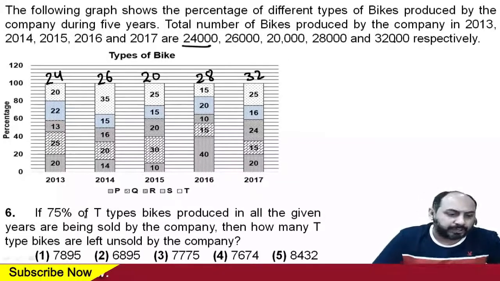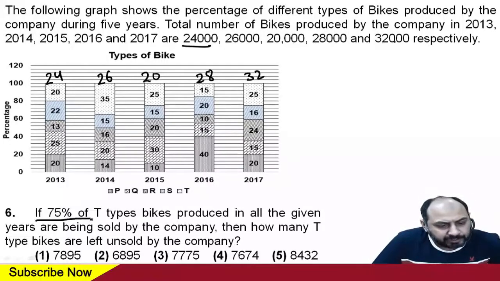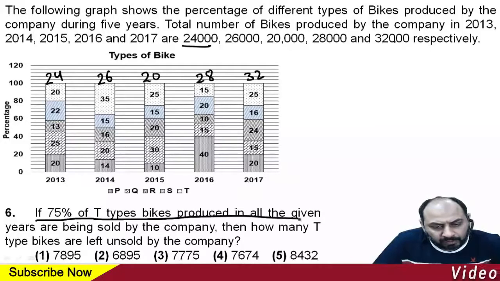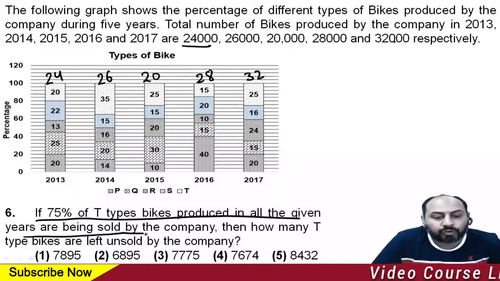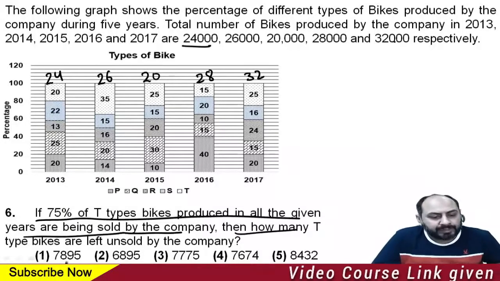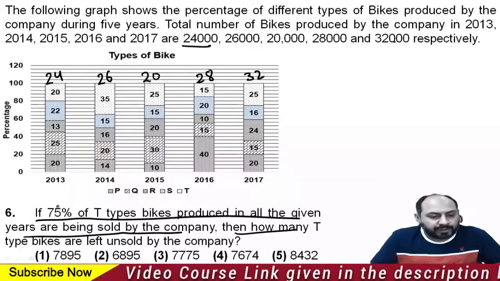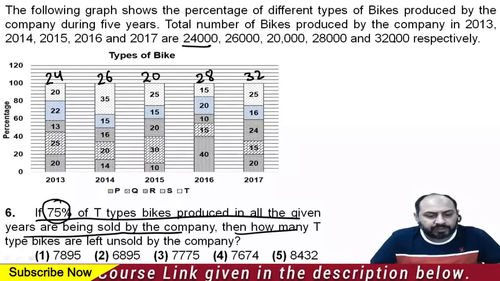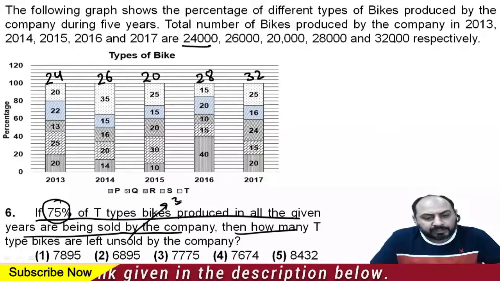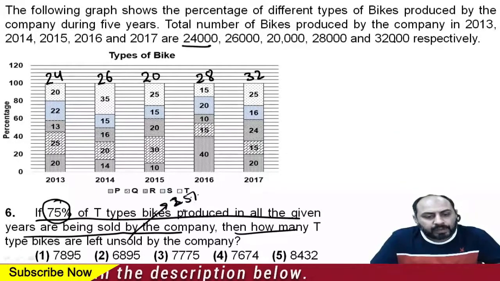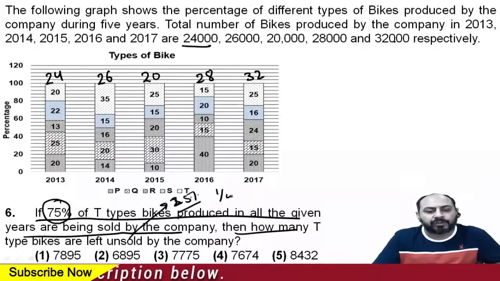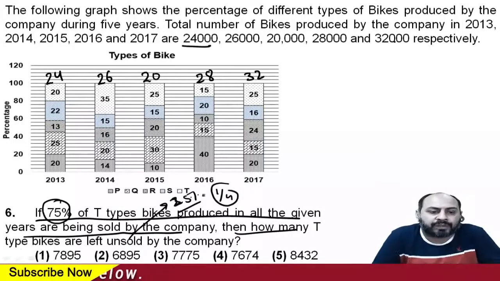Let's have a look at the question now. The question says if 75% of T-type bikes produced in all the given years were sold by the company, then how many T-type bikes were left unsold in the company? So if 75% were sold, then unsold will be how much? 25%, 100 minus 75 is 25%, or we can also see it as 1/4 of the total value, right?